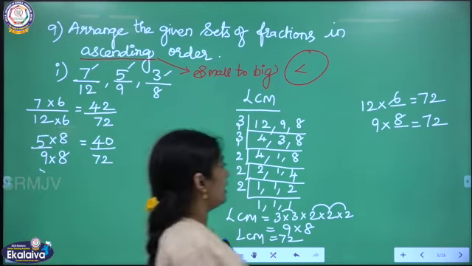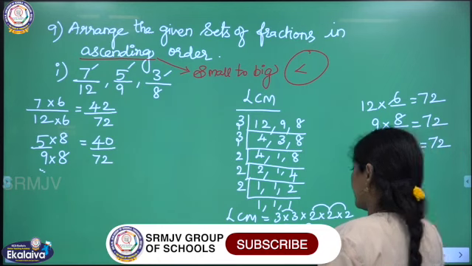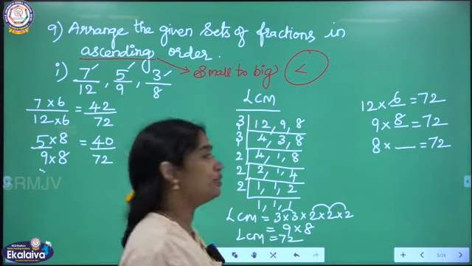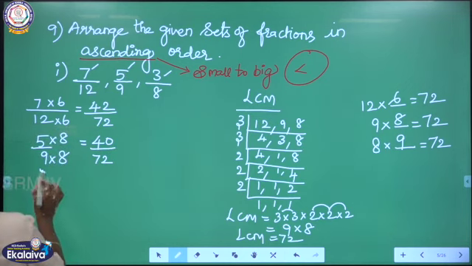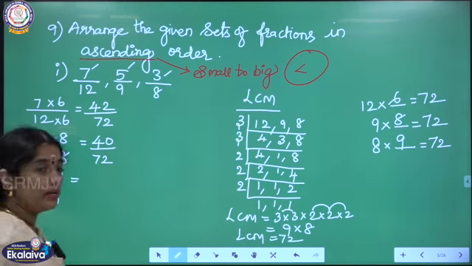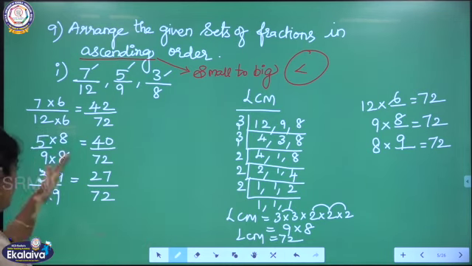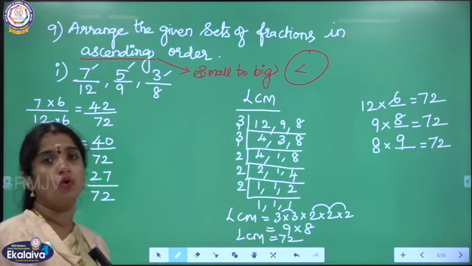Now I am going to make 3 by 8 a like fraction. So 8 is in the denominator. What do I multiply to get 72? Already 8 is there. What do I have to multiply to become 72? 8 9s are 72. So 3 by 8, I have to multiply by what number? 9. So 3 9s are what? 27. 9 8s are 72. Now I have made all my 3 fractions what? Like fractions.